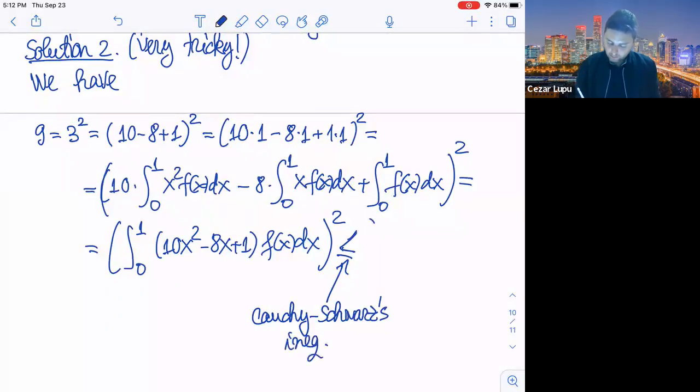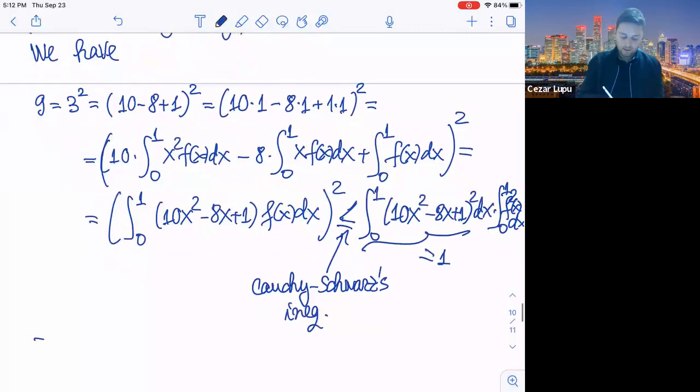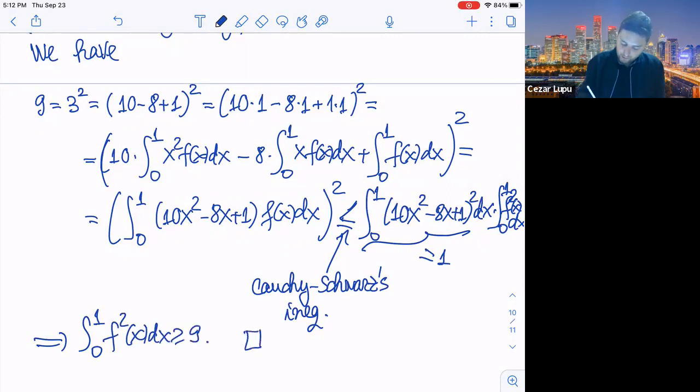By what? It's less or equal than the integral of 10x squared minus 8x plus 1 squared times the integral of f squared of x dx. This guy is 1, and there you go. So finally, this implies that the integral of f squared of x dx is greater or equal than 9. And we're done. Of course, the equality case is pretty much clear when it holds, but I'll leave this to you.